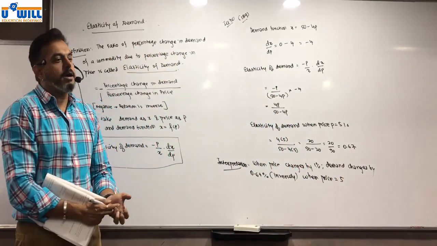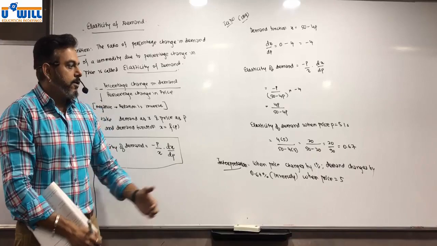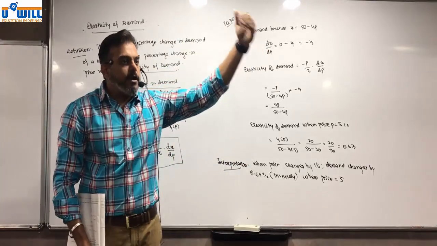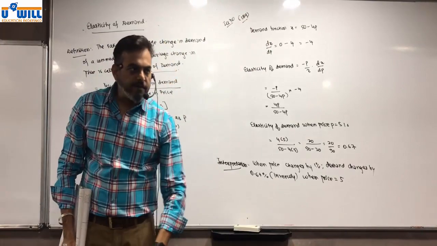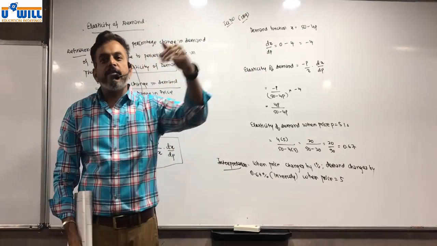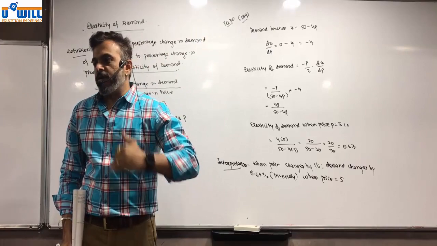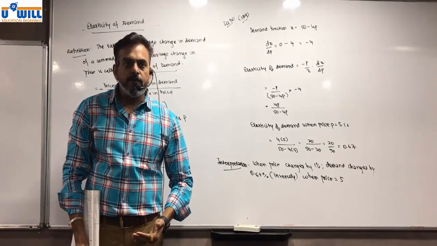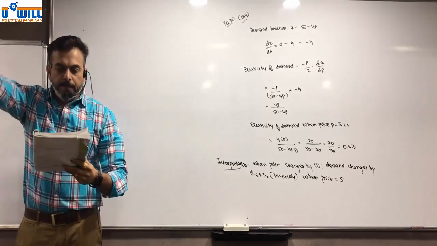That is, when the price of your product is kept at 5, as soon as you increase this price by 1%, demand will decrease by 0.67. And as soon as you decrease the price by 1%, demand will increase by 0.67. Understood this? Okay.